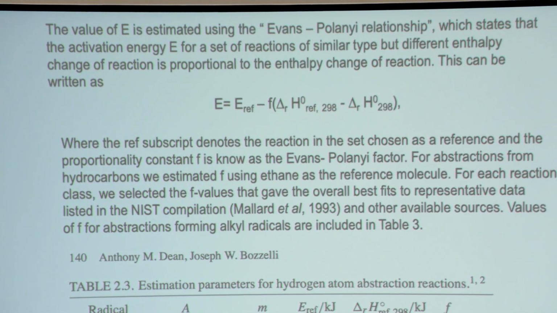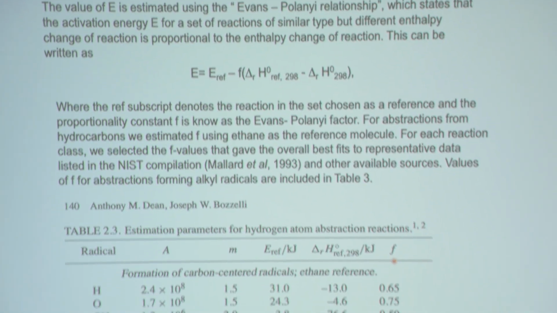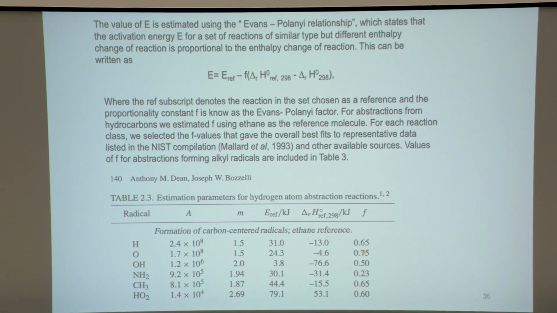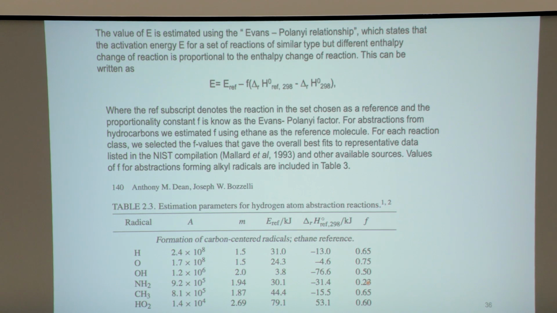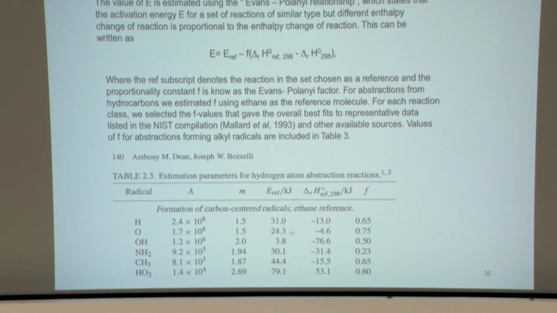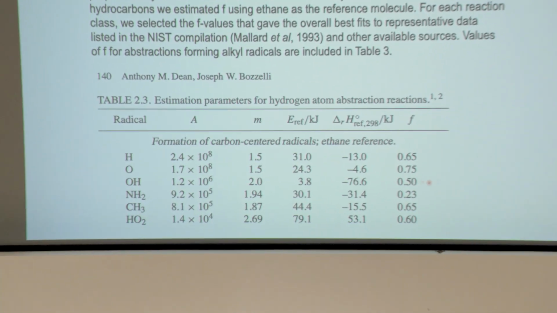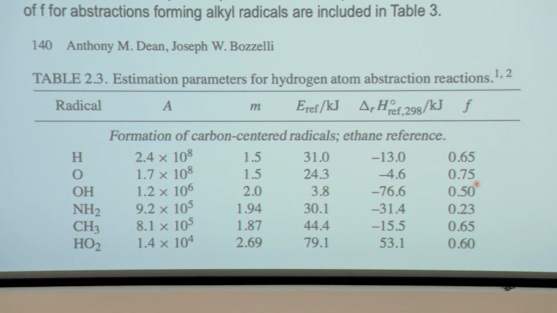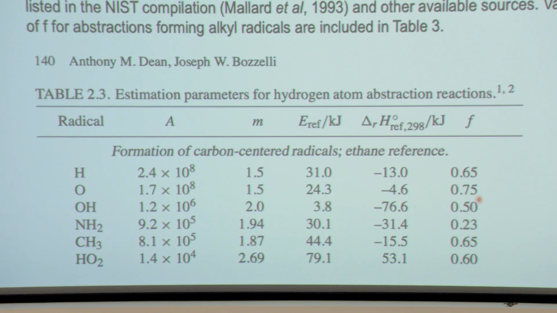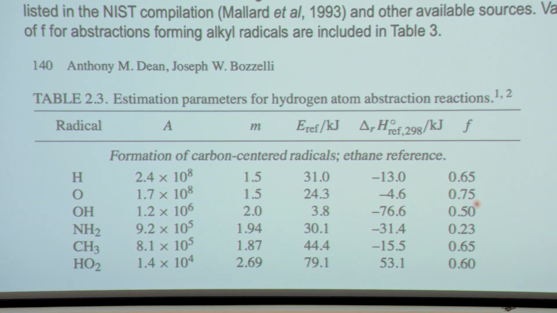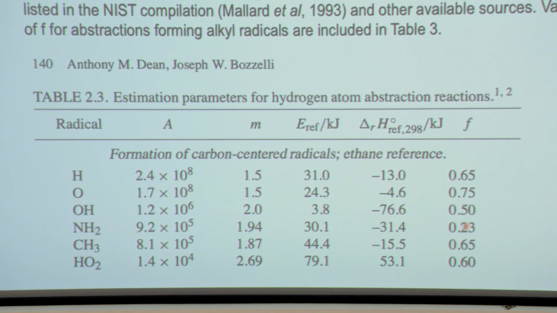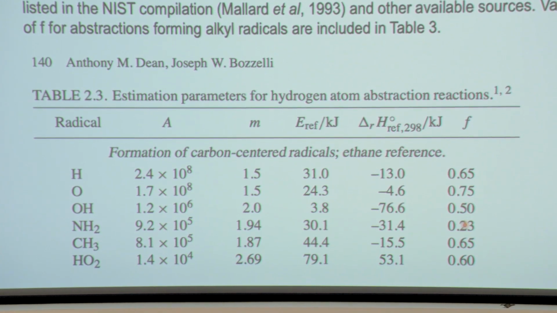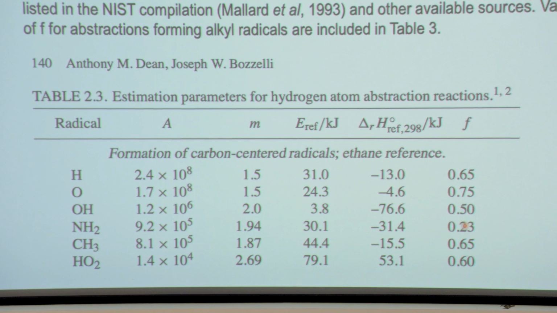And then they give a table like this. The key thing that matters here are the F factors, yeah? So you can see here, it tells you how sensitive a radical is to the bond dissociation energy. So something like H radical, you would take the bond dissociation energy and multiply it by 0.65. And that tells you H radical is more sensitive to the bond dissociation energy. Something like OH is only a 0.5 factor. So OH is less selective. It takes off hydrogen radicals more effectively regardless of the bond dissociation energy.